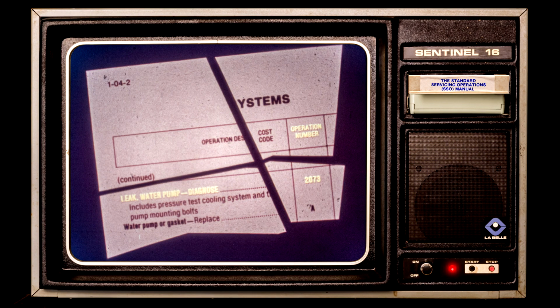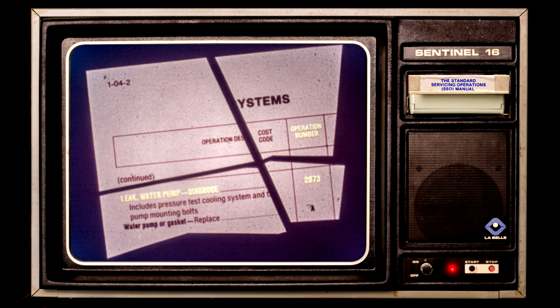Now let's talk about operation descriptions. Each major operation is listed alphabetically within the subsection. Its key words are printed in capitals, followed by whatever added description is needed. For our water pump example, the correct description is the last one shown here. Leak, water pump diagnose. For each repair, a major operation number is required.